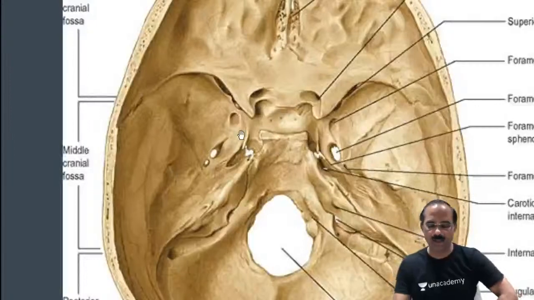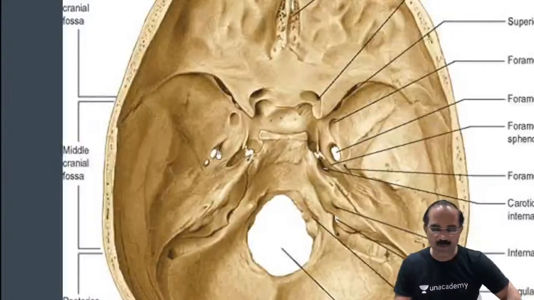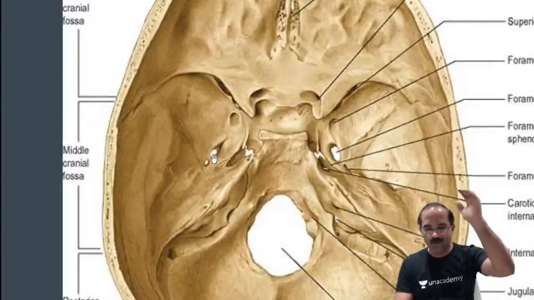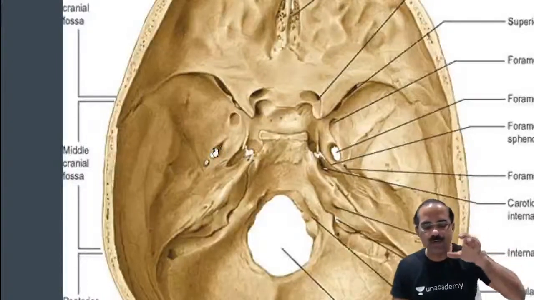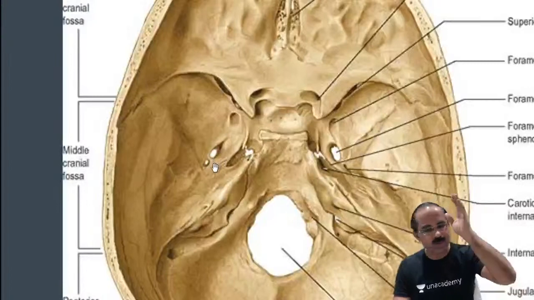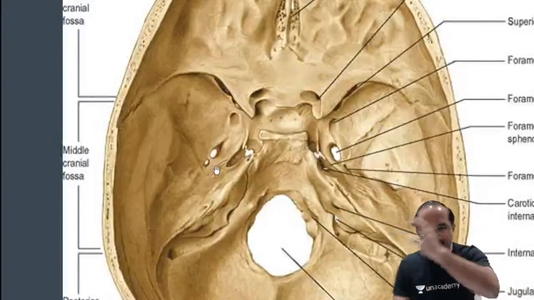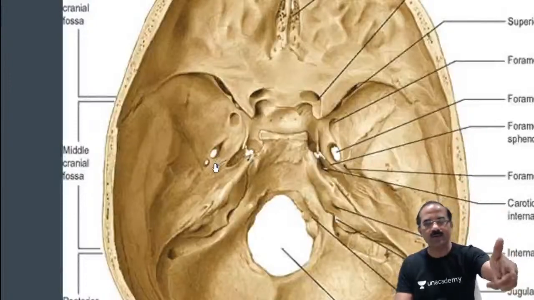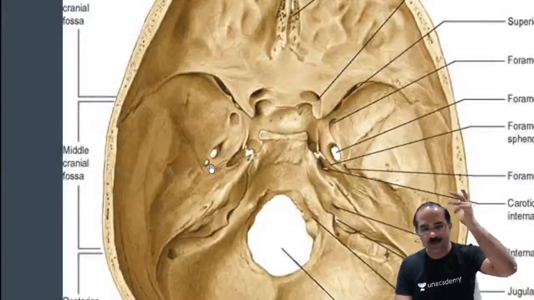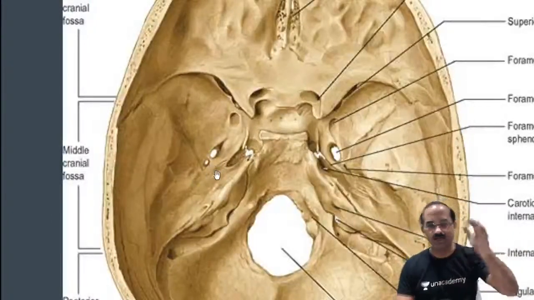Very good. What is this foramen? Behind the foramen rotundum is this one. That's foramen ovale. And what passes through the foramen ovale? You know this. The mandibular nerve, the accessory meningeal artery, the lesser petrosal nerve, and the emissary vein.